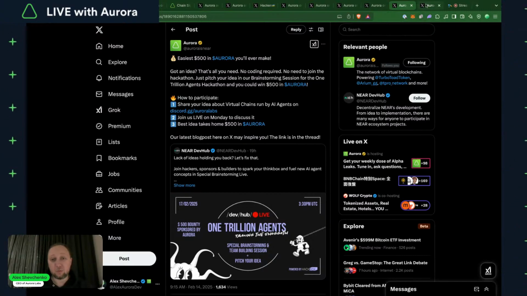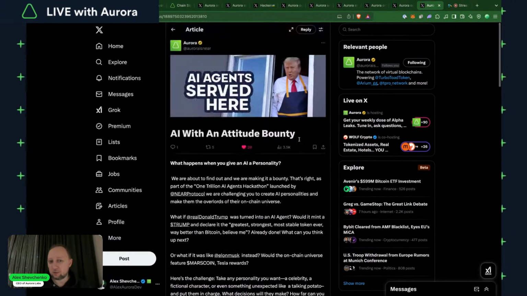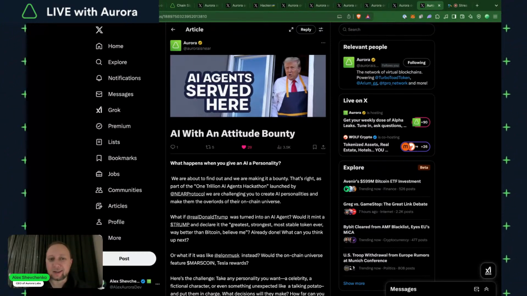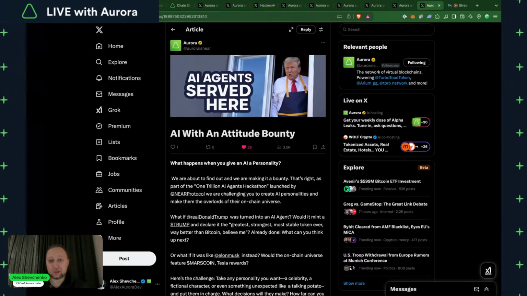And if you're willing to actually build something, please don't forget that at the same hackathon there is a bounty from Aurora. The idea behind this bounty is very simple. You don't need to develop complicated stuff. What you need to do is imagine a virtual chain that is ruled by an AI agent. Let's dive into this potential future when AI agents are able to launch their own chains, and try to think about how things can be operated on such chains.